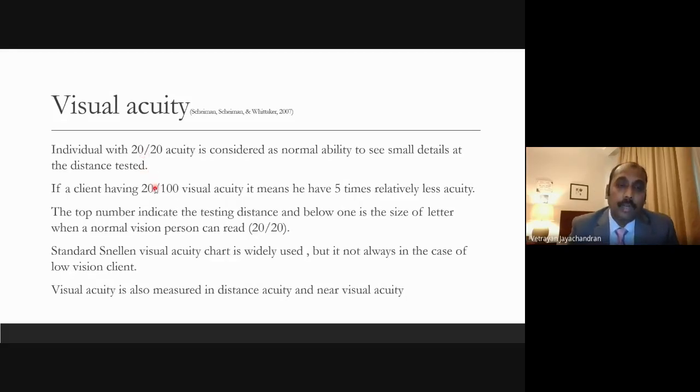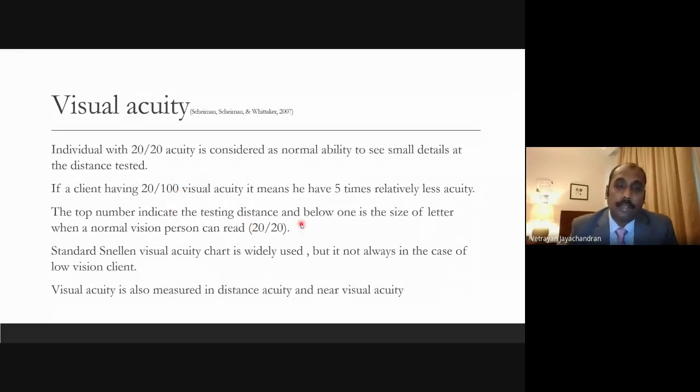If you can read only the letter size of 100 when you are looking from the 20 meter distance, that means you have five times less acuity. So if the person can read only the 100 letter from 20 meters, they cannot read the letters below that, like 80, 50, 20. But they can read the letters above 100, like 150, 200 or 300. They cannot read below 100. So this we call low vision.